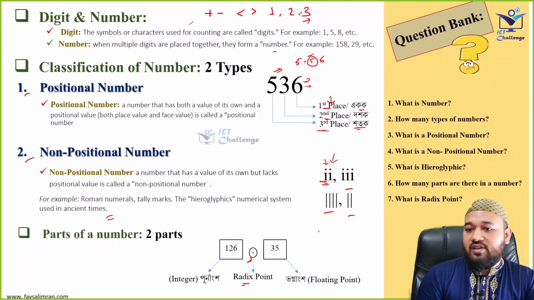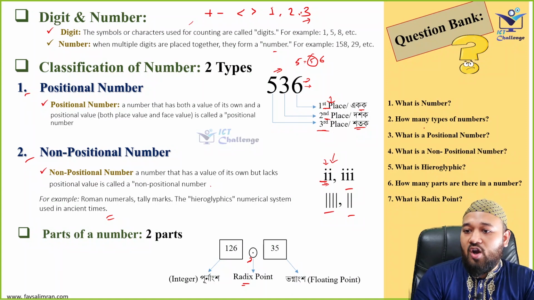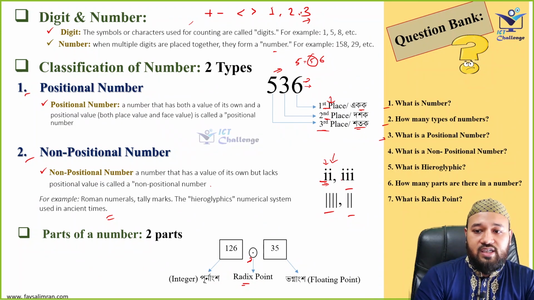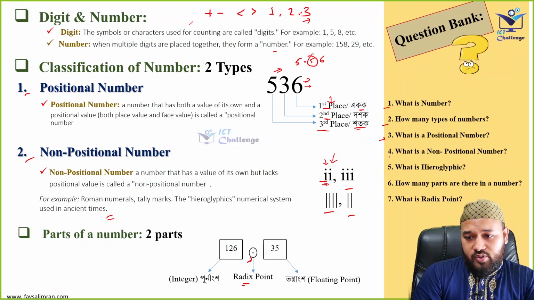Some questions available here. What is a number? How many types of numbers? We also know that there are 2 types of number. What is a number? We also know that. What is a positional number? We know that. What is a non-positional number?